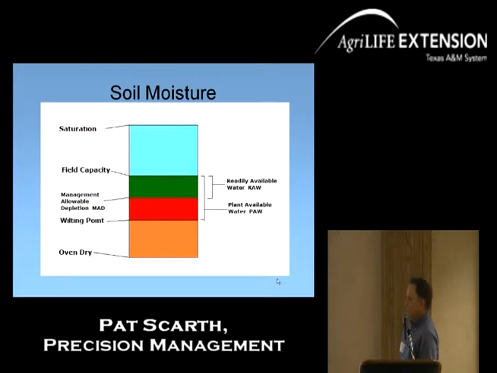And so the idea of our soil moisture management is to keep it in the green. If we get up here in the blue, we get in that saturation, and it inhibits root growth. Roots have to have oxygen. They can't breathe, and it inhibits root growth. And if we get down here in the red, then we start experiencing yield reducing stress.